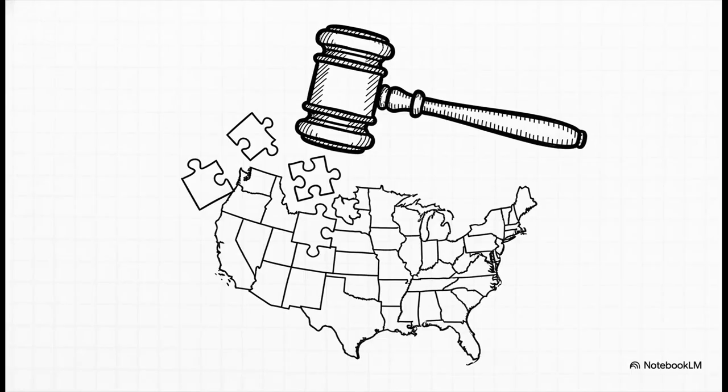So let's just break that down. In plain English, it means this. When push comes to shove, when federal and state laws are in direct conflict, federal law wins. Period. This is really the glue that holds the entire system together. It ensures that for all its divisions, the United States is still one unified nation.